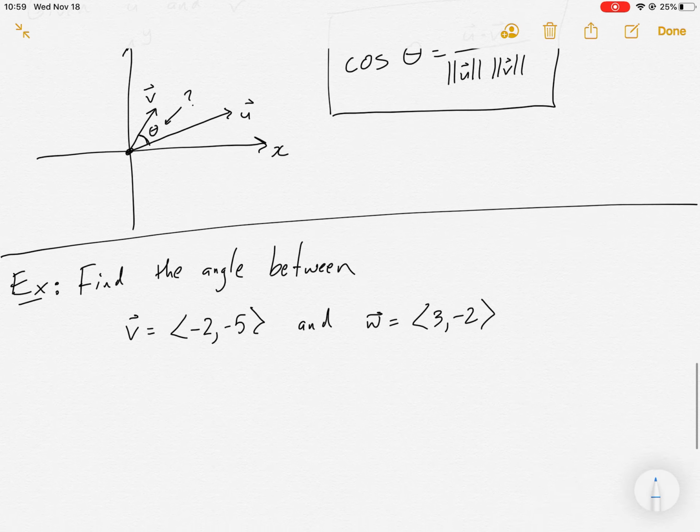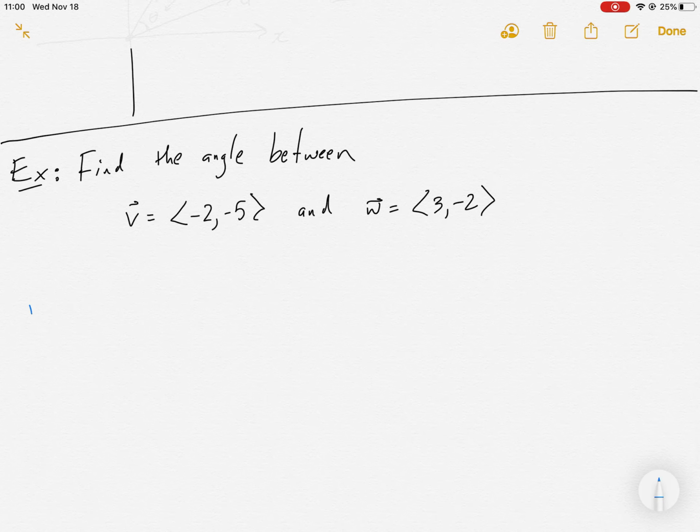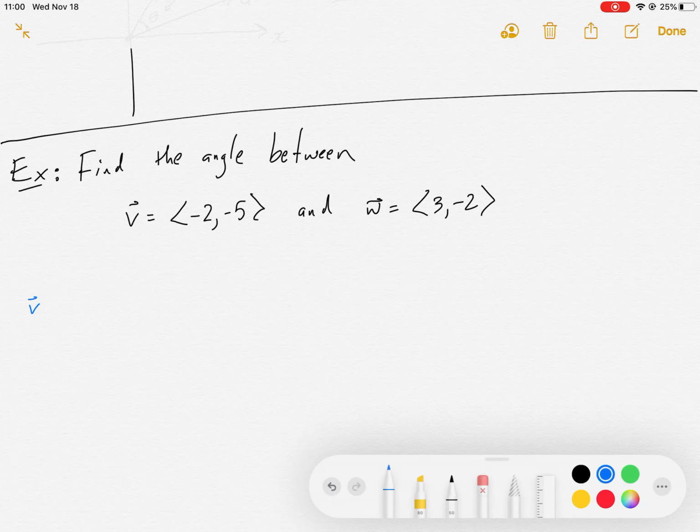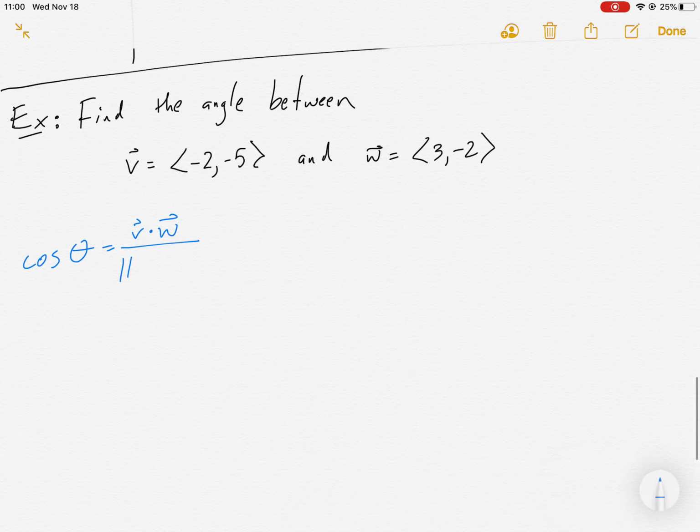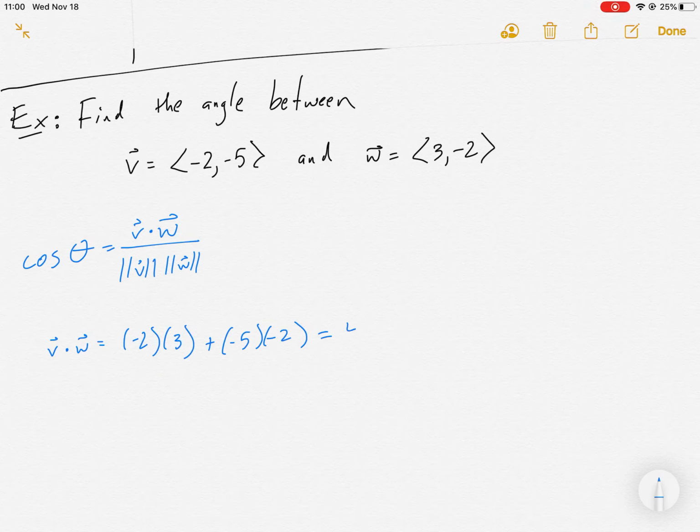We need their dot product, and then we need their magnitudes. So let's go ahead and determine, actually, you know what we should probably do first is just write down the formula. So cosine of theta is going to be V dotted with W over the magnitudes, I guess it wouldn't have mattered, multiplied. Okay, so let's break this down. Let's first figure out the dot product of V and W. It's going to be -2 times 3, plus -2 times -5, which we already calculated was 4.